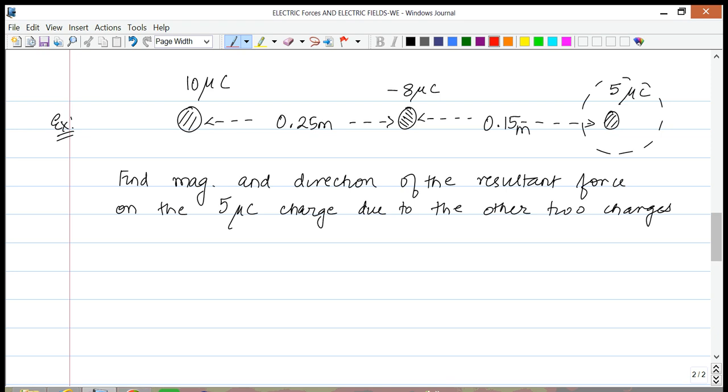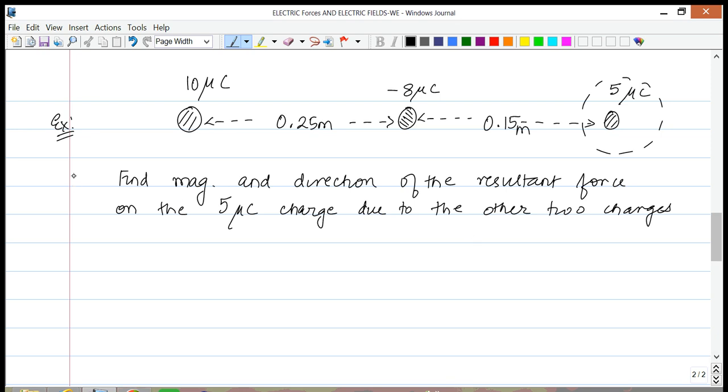The method for solving this is going to be very simple and very straightforward. It involves a lot of steps, but it's going to be straightforward. Basically we'll find the force on the 5 due to the 10, which means we'll find the magnitude and direction of that force. Then we'll repeat the process and find the magnitude and direction of the force on the 5 due to the 8. Once we have those two forces, we know that forces are vector quantities and we can add them using vector algebra. So that's essentially what we're going to do.